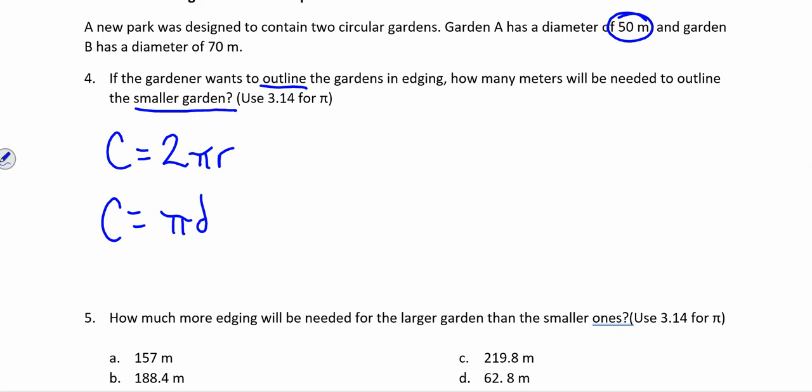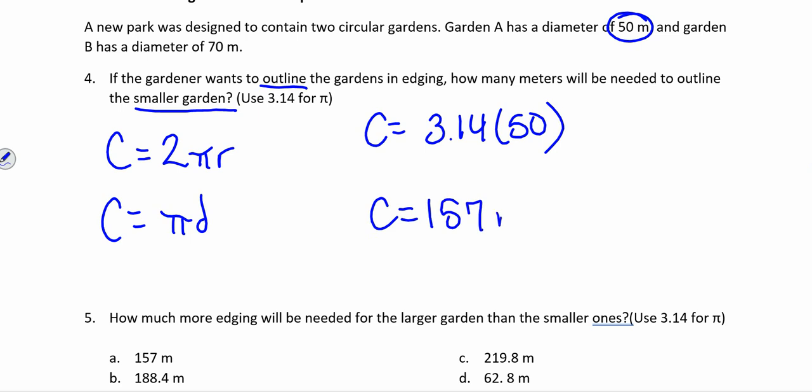They told me the diameter of the smaller garden. Diameter of 50 meters. So all I'm going to be doing is C equals 3.14 times 50. 3.14 times 50. C equals 157 meters. And there's your answer.